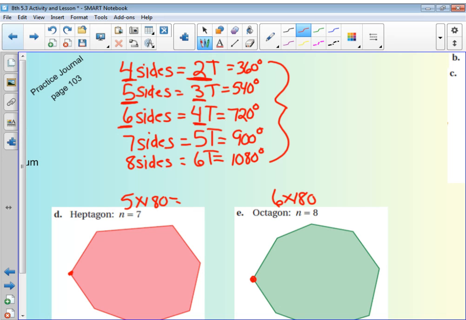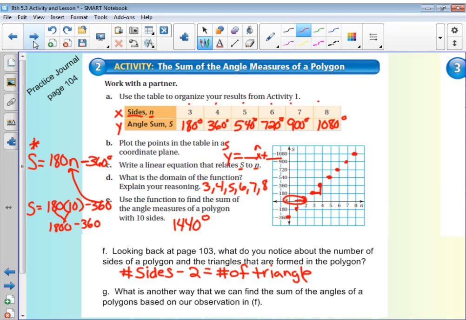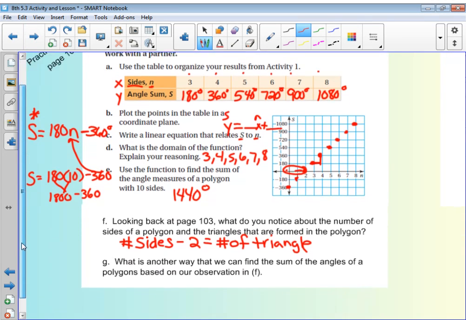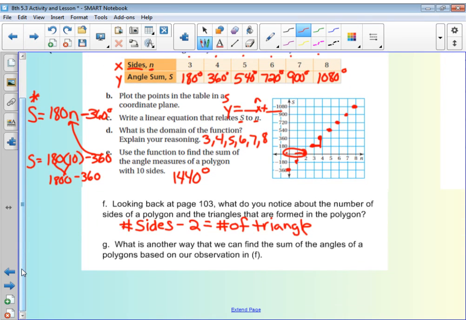5 minus 2 gave me 3. 6 minus 2 gave me 4. And it works in every single situation. 7 minus 2 gave me 5. So there were 5 triangles. So the number of triangles is always 2 less than the number of the sides that are there. So letter G, once again, you're going to also answer in your book.